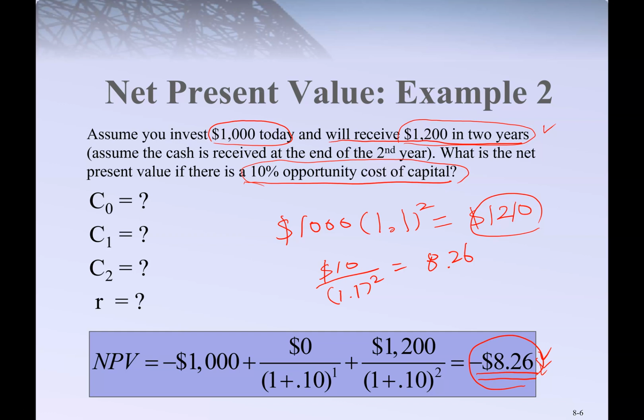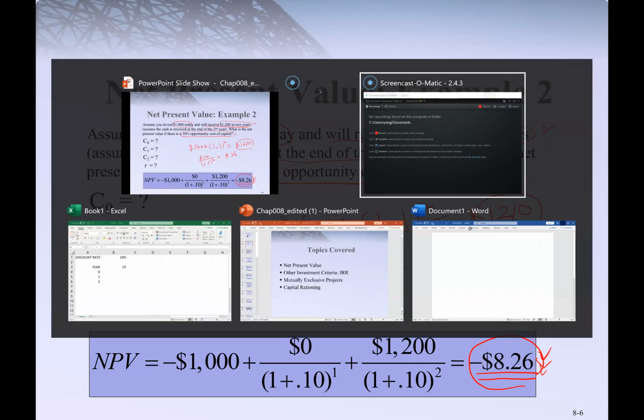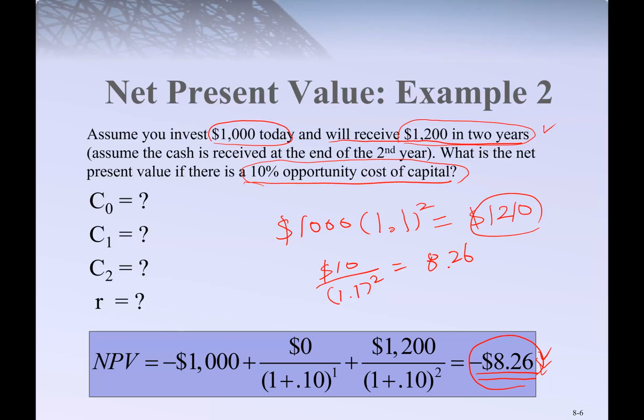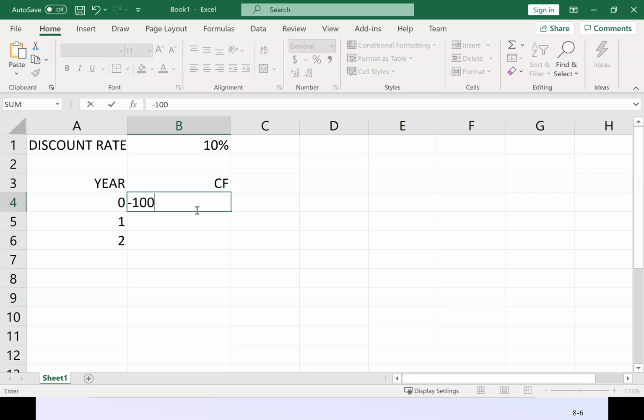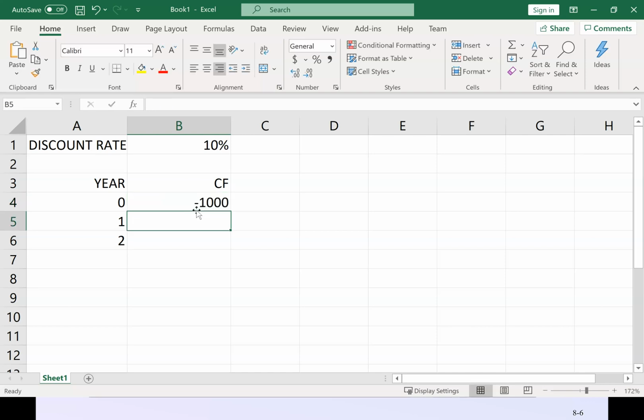Now, let's move on to Excel and see how we can use Excel to calculate the net present value. Okay, so this is the basic setup of the previous example. So the discount rate is 10%, and when you invest in this project, you will spend $8,000 today, and you will receive $600 in 1 year and $600 in the second year.